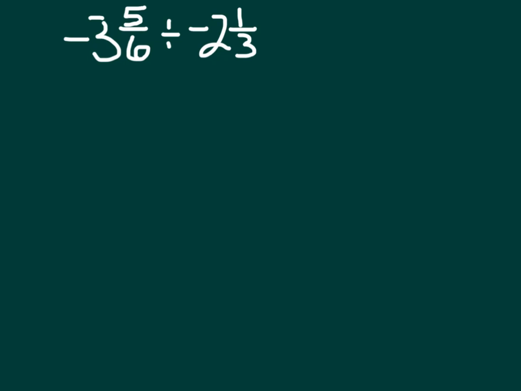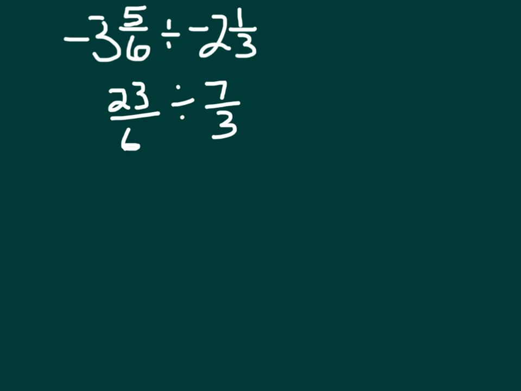Now we get to work with mixed numbers. The first thing you have to do when you're working with mixed numbers in division is change it to an improper fraction. And the way we do that is we multiply the whole number times the denominator and add the numerator. So we'll go 3 times 6 is 18, plus 5 is 23/6. Divided by, and we go 2 times 3 is 6, and 1 makes 7. 7/3.